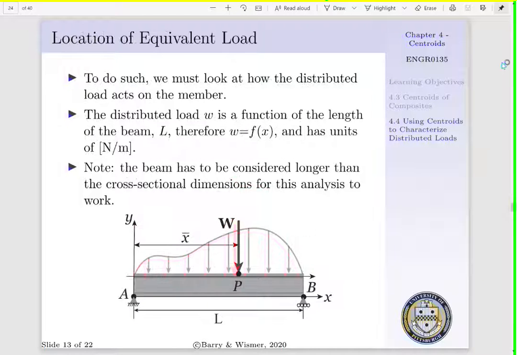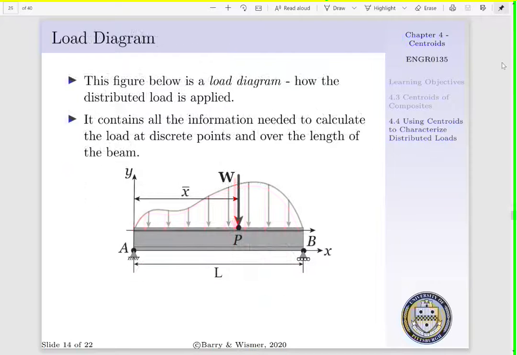Now, to do such, we have to look at how our distributed load acts along our member. That is, we have to recognize that W, our distributed load, is a function of the length of our beam L, where now we can say W is equal to a function of x, and it will have units of newtons per meter. Now note, for this analysis to work, our beam has to be longer than the cross-sectional dimensions. For us to begin, we will look at our load diagram, that is, how our distributed load is applied. This will be of great use in statics too.